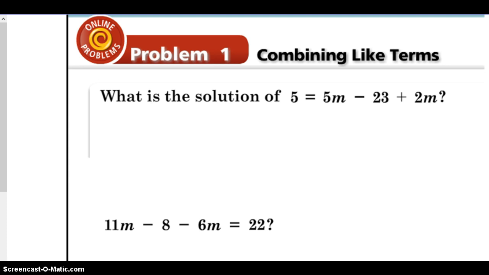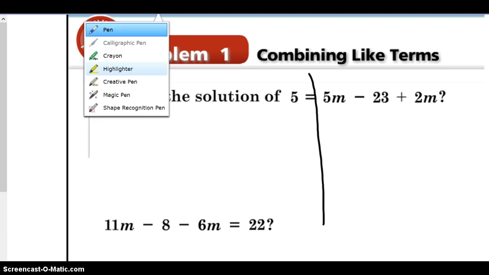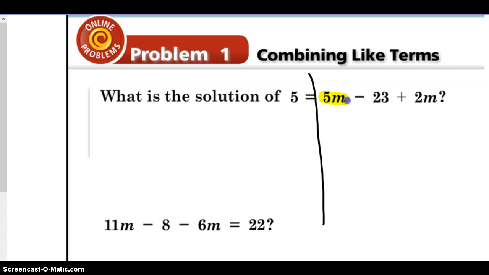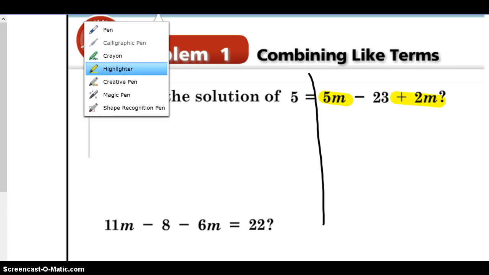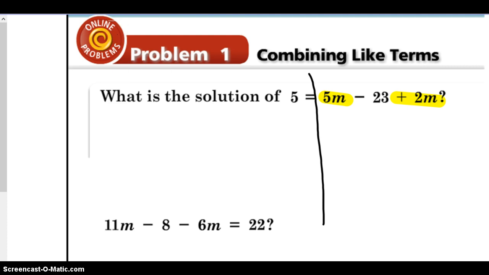The first thing I'm always going to do is draw a line down the middle just to keep organized. I always want you to do that because organization is good. Then I look at it and say, all right, what do I have? I've got a 5m, and I've got a positive 2m. Whenever you see more than one variable term, you can just combine them. So I've got 5m's plus 2m's. I'm going to put those two together and get 7 total m's. Then I've still got this minus 23.